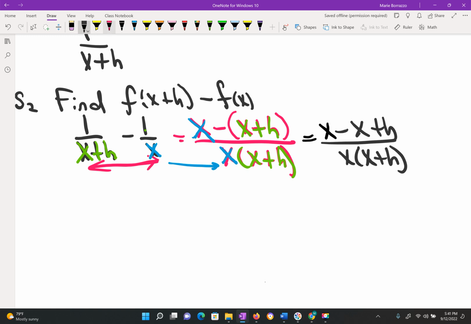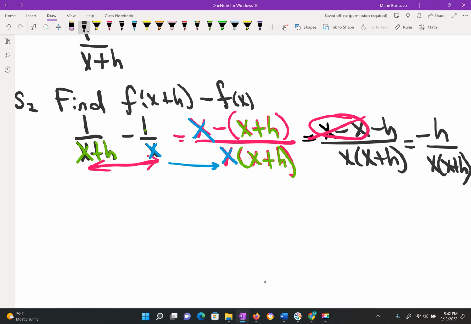So obviously, who cancels? X. Those cancel out, right? Your final answer, negative h. You're correct, look at you. Yeah, so your final answer here will be negative h over x times x plus h. So far so good? Comprendi?